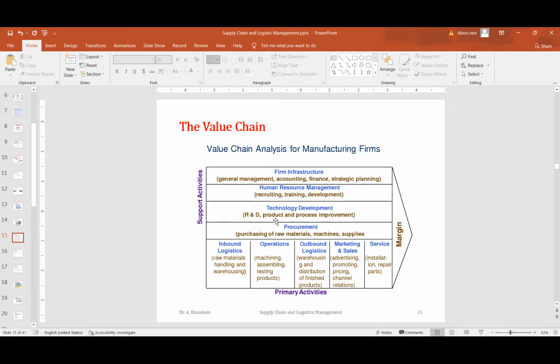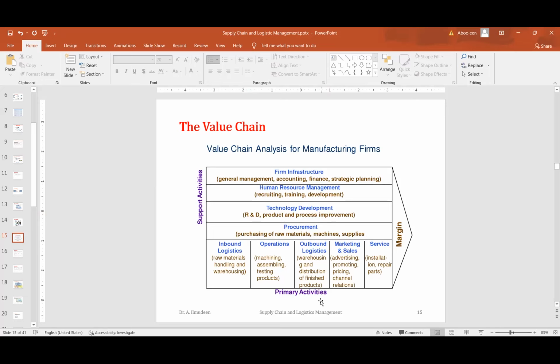Technology development, like research and development, product and process improvement, and technological infrastructure, IT systems, all comes under technology development. Procurement: under procurement there are various activities like purchasing of raw materials, purchasing of machines and supplies, and some other related machinery and equipment, procurement related activities.